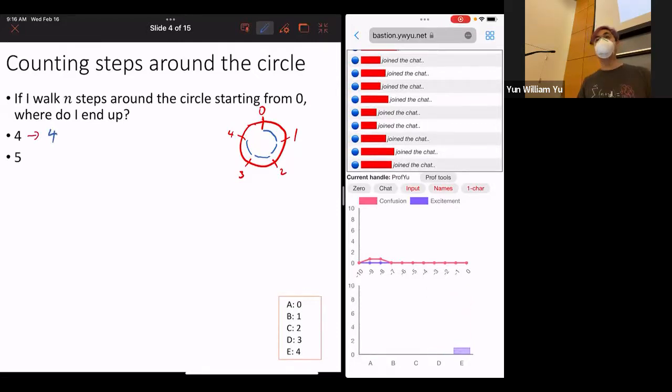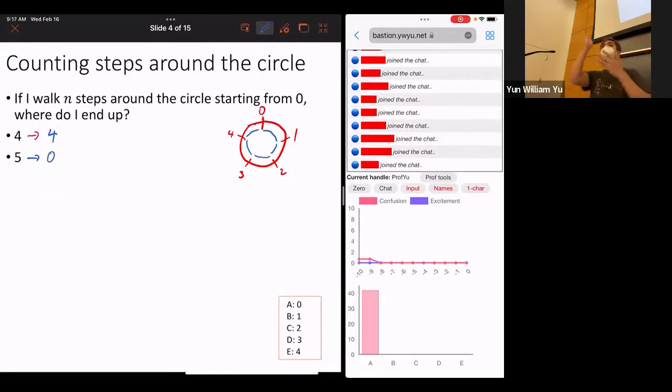So what happens if I walk 5 steps? Where do I end up? It's pretty obvious, right? I just take 1 more step, and then I end up back at 0. So that goes to 0. This is the same way where if you're starting at 12 o'clock, and then you wait 12 hours, you end up still at 12 o'clock. Whether it is AM or PM in the case of time.